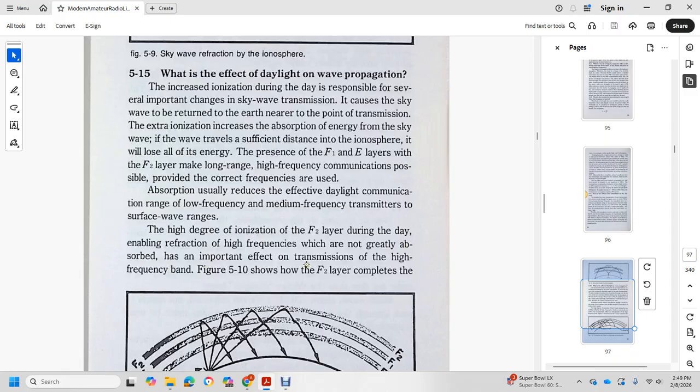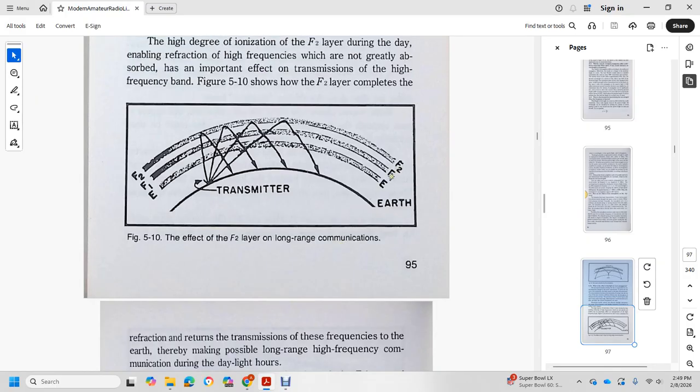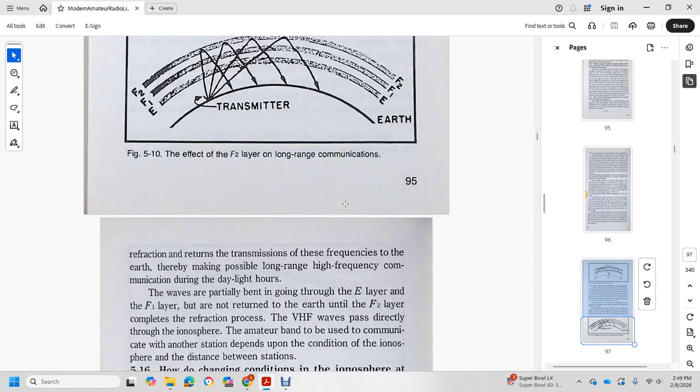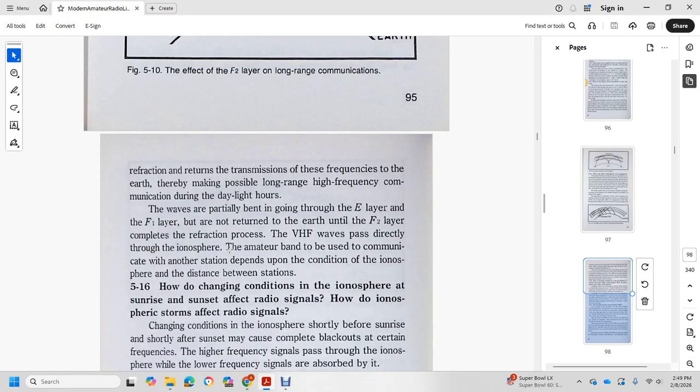The important effect of the transmission on a high-frequency band is shown in the figure, with the frequent F2 layer. The figure shows the F2 layer on long ranges of communication between transmitter and Earth. F1, F2, and E layer reflection returns transmissions of these frequencies to the Earth, making possible long-range high-frequency communication during daylight hours. The waves partially going through the E layer and the F1 layer do not return to the Earth.